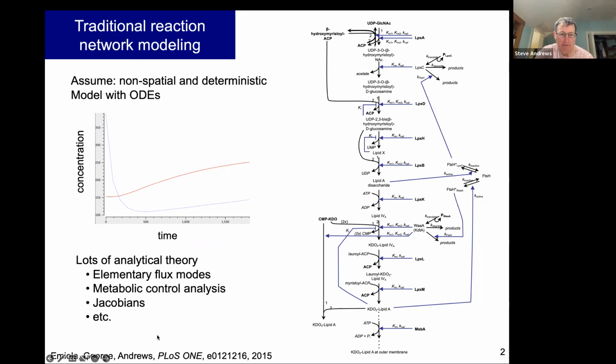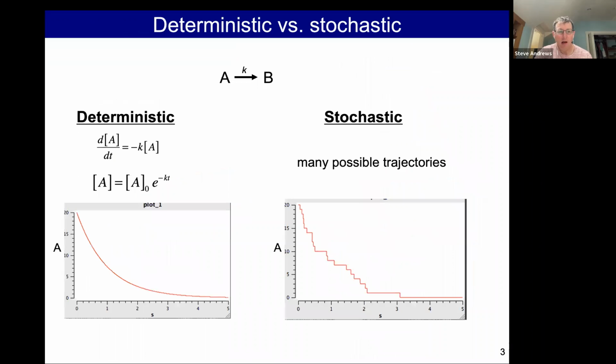Advantages of it: you have analytical theory, you have flux modes, control analysis, you have Jacobians. Lots and lots of mathematics plays into this kind of modeling approach. It's really helpful and you get a lot from it. That's great. However, not all systems can be modeled that way.